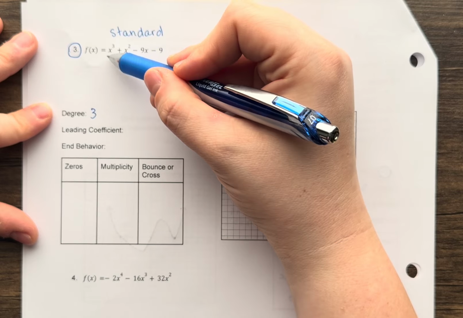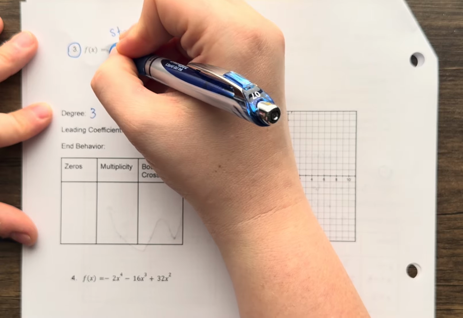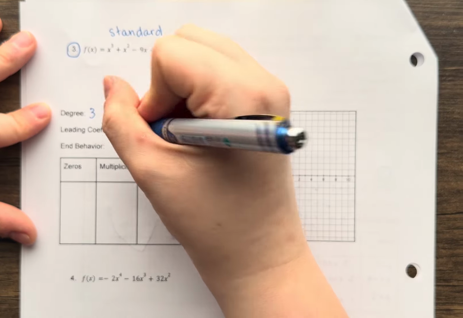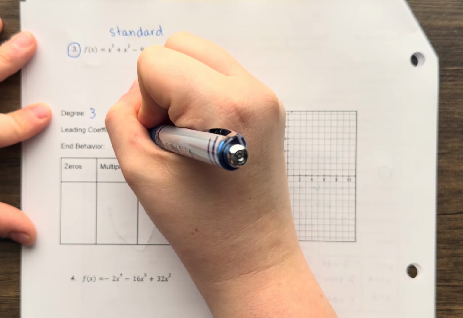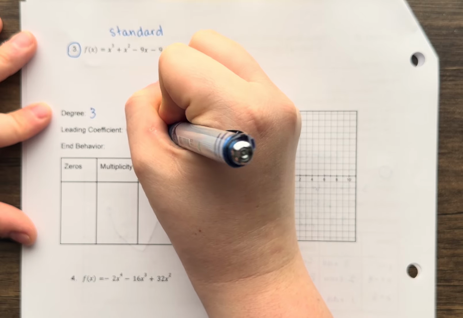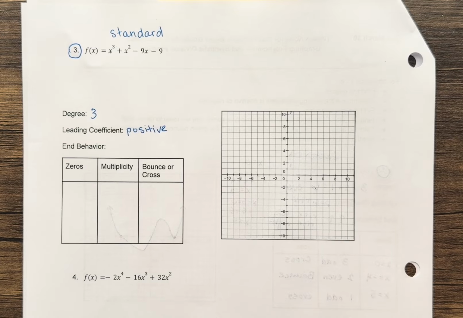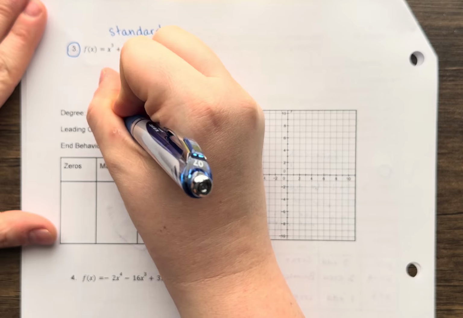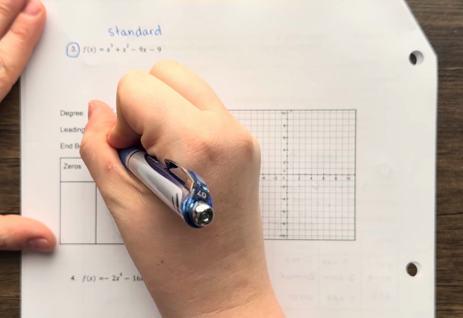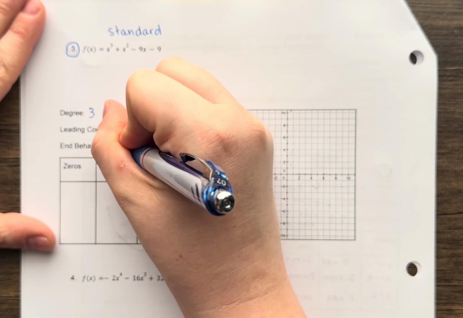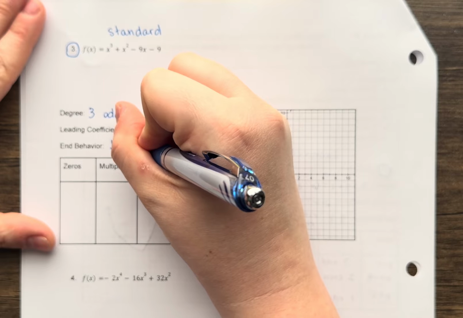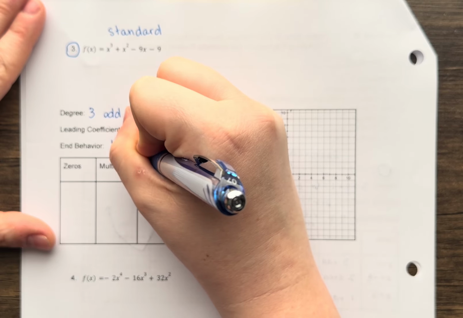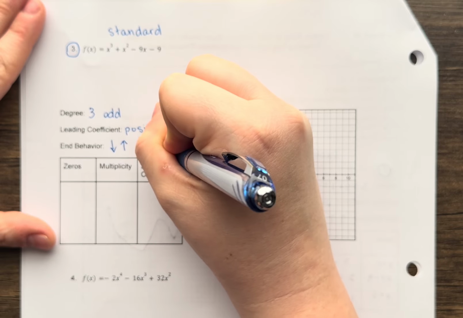And our leading coefficient is whatever we have out in front of the term with the highest exponent. So again, this one is positive, just like number 1. And so our end behavior, since we have an odd degree and a positive leading coefficient, is going to be down, then up. Or in other words, we're going to fall left and rise right.